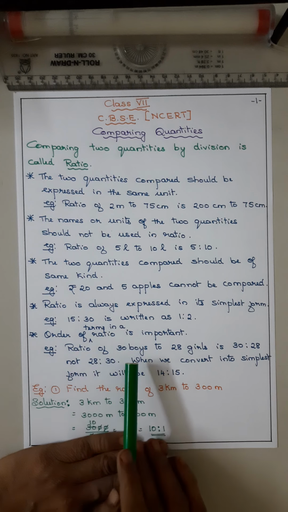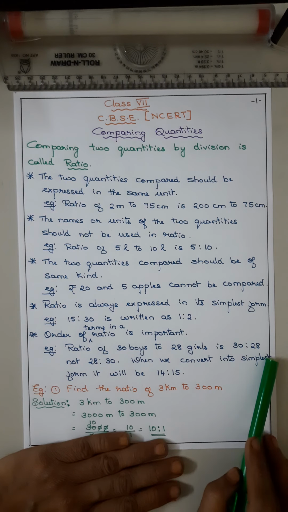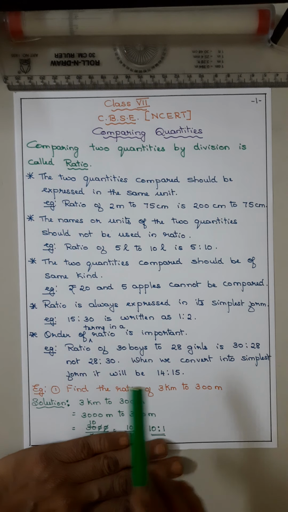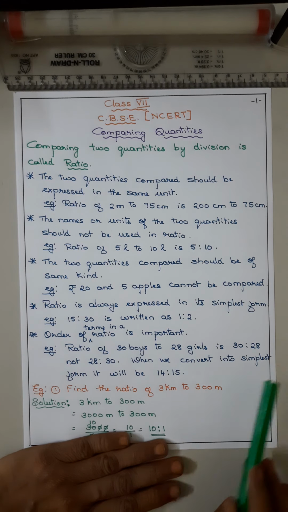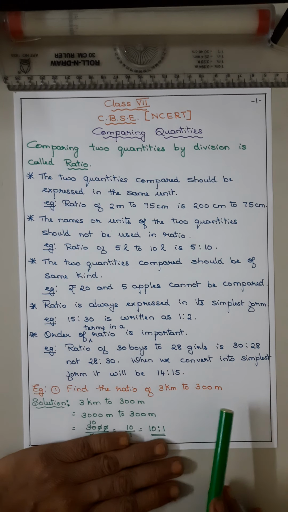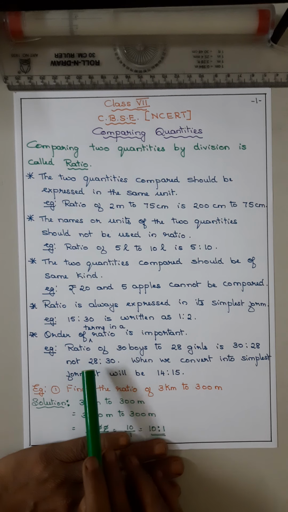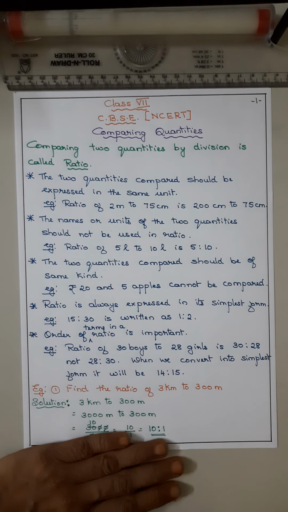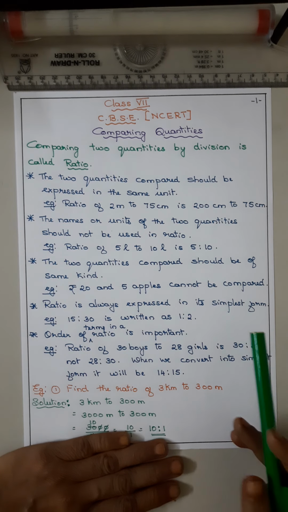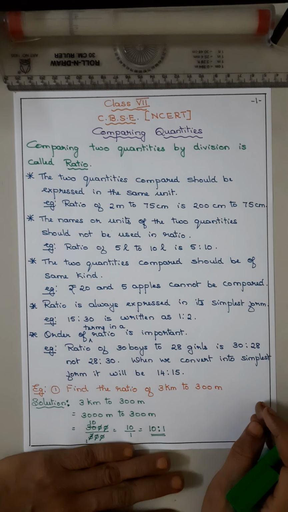So the ratio of 30 boys to 28 girls is 30:28. You can't interchange it to 28:30. When we convert into simplest form, it comes from the 2 table: 2 14s are 28, 2 15s are 30. Understood? So these are the points to be remembered when you write in ratio form.